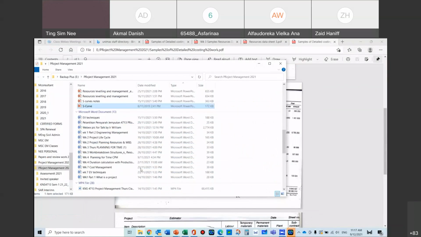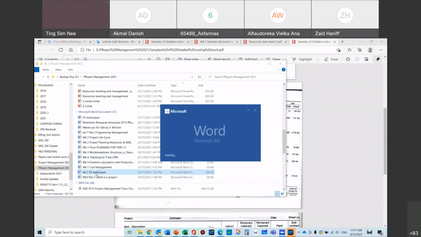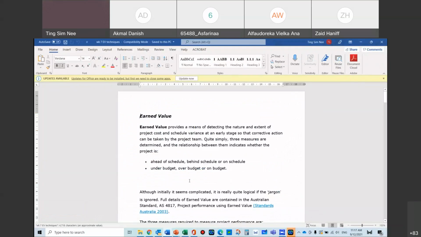Where did I keep my EV? There you go. Okay, too many types of notes that I have. Okay, so EV technique is actually a technique that is based on the S curve.